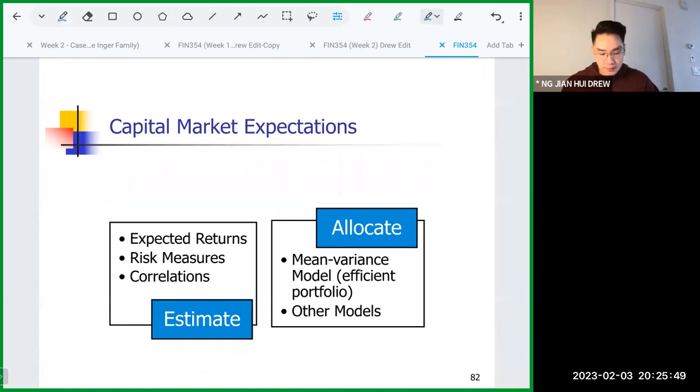So, okay. Capital market expectation. What do you expect in the market, right? Is the market going on an upturn? Is it becoming better? Or now a lot of people talk about recession, right? Two cycles of negative growth equals a recession. So a lot of people are saying, oh, now we're going to slow down into a recession.